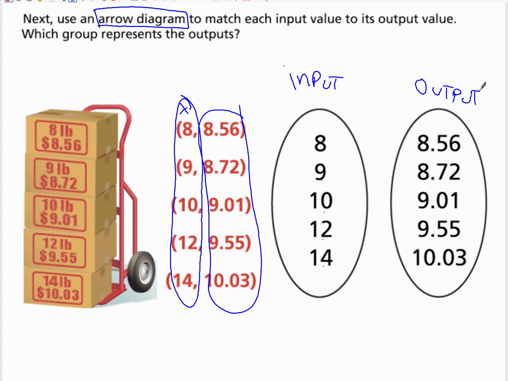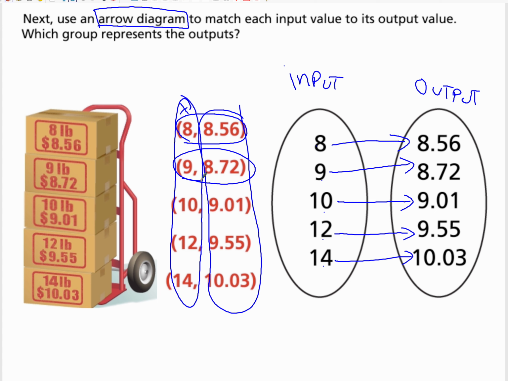Arrows, okay? Now, in your book, they've already got this filled out, but for me here, all I need to do is draw those arrows. And how did I decide where the arrows go? You put them with the same thing for those. Right, I just matched up the ordered pairs. 8 goes with 8.56, so I drew an arrow from 8 to 8.56. 9 goes to 8.72, so I drew an arrow from 9 to 8.72, and so on.